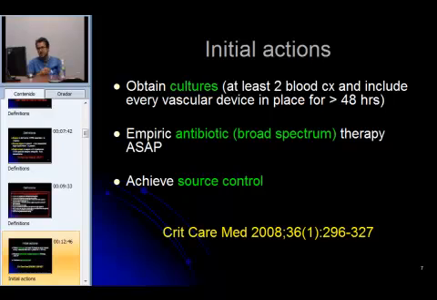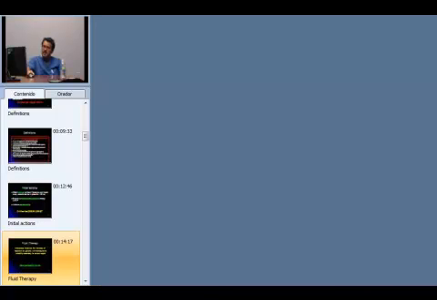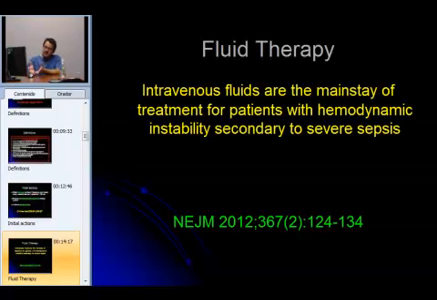And then once you start the antibiotics and you got your cultures, you achieve source control. So if you have an abscess, it needs to be drained. If you have something that is surgical, it needs to be removed, etc. Those things are going to be done usually earlier. And once they're done, then the intensive care management of these patients comes. And the main thing we're going to do is, we do know that patients, especially early in sepsis, are going to need a lot of fluid.